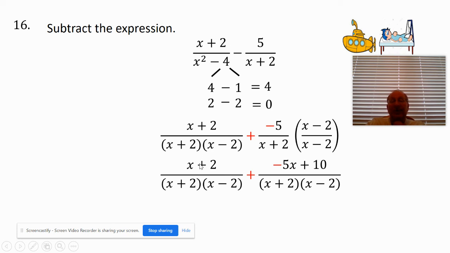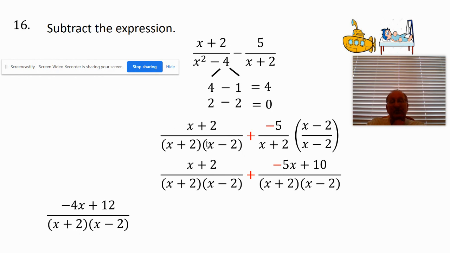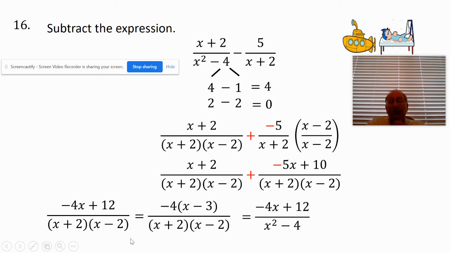So I'm going to put a negative 5 with the x, makes negative 4x. All right, and 2 plus 10 is 12. These are the same. I can, if I want to, factor that out where it looks like that. Or I could actually multiply it all the way out where it looks like that. Those would be the 3 possible answers that could be on your test.